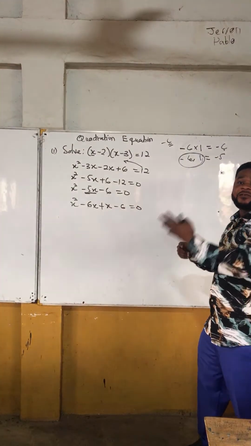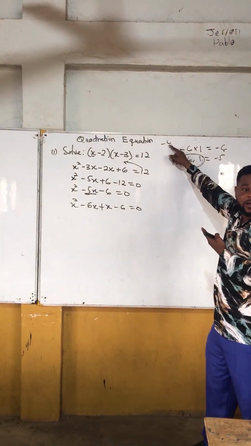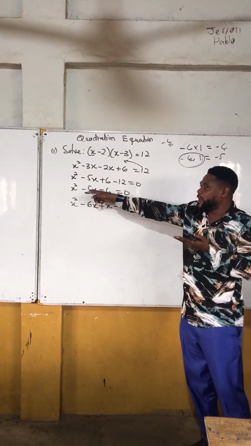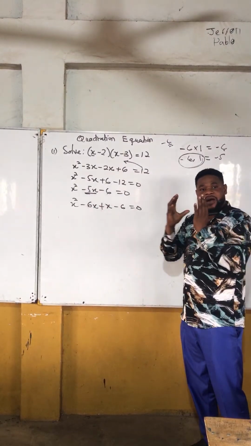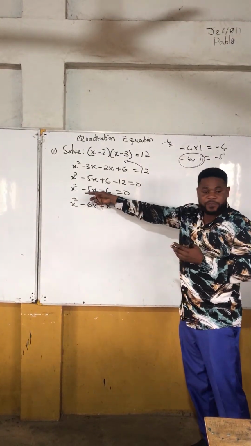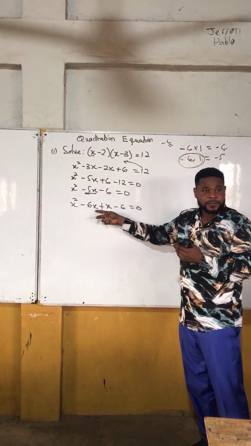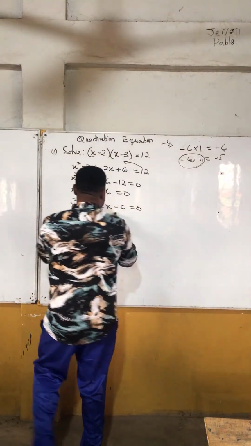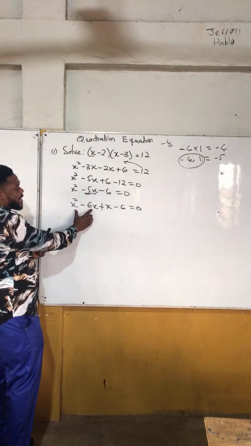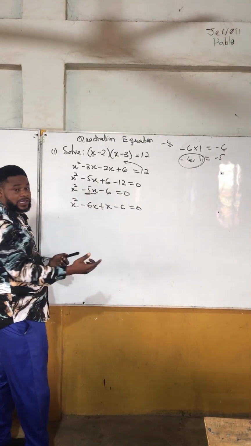After we get the factors, the two numbers that when we multiply, we get negative 6, and when we add, we get negative 5, we gather them and use them to replace the middle number. That is what we are doing here. At this level, we are going to factorize. We pick the first two terms and factorize. We pick the last two terms and factorize.